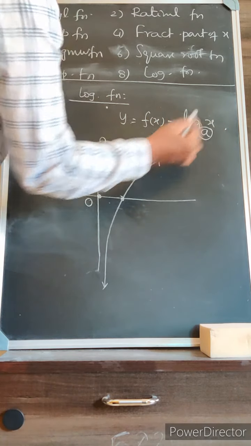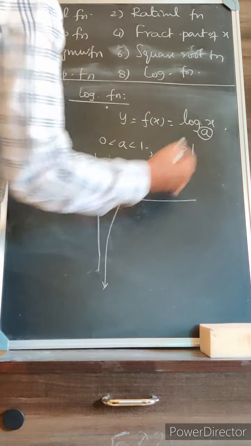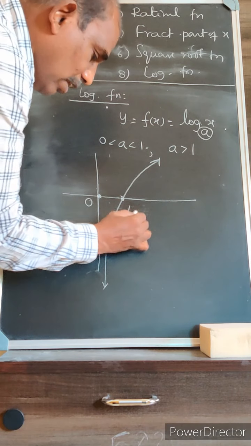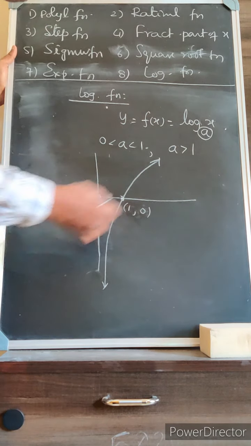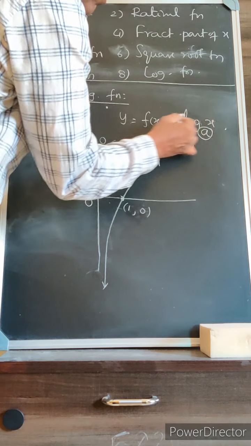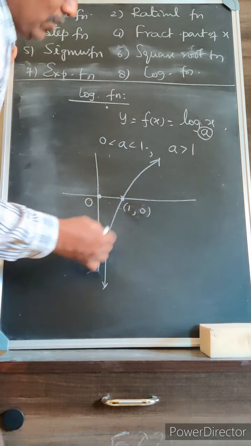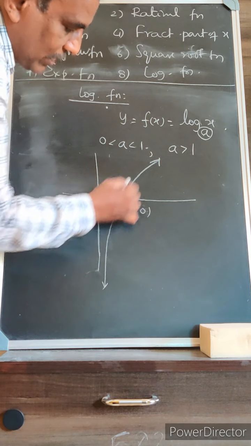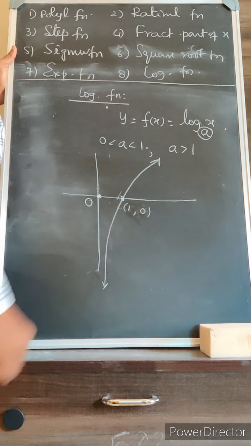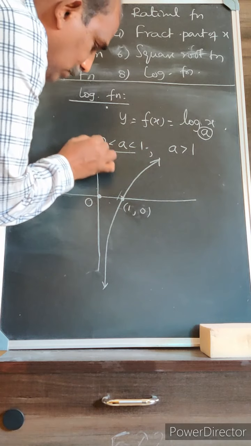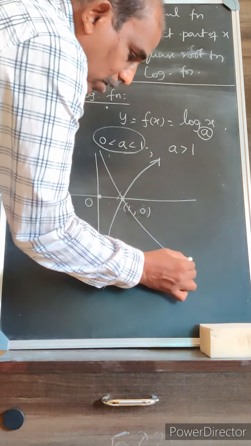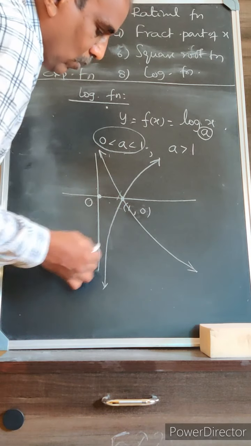But log 0 is not defined. Log 1 in any base is 0. So when x value is 1, y value is 0. So the curve passes through this point. So it is an increasing function like this. But when the base is between 0 and 1, it is a decreasing function and the graph comes like this.